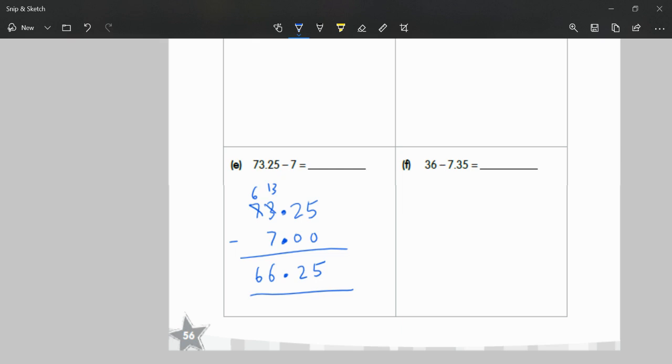And I can also do approximation. It's like 73 minus 7. That's about 66. Okay? Is this correct?